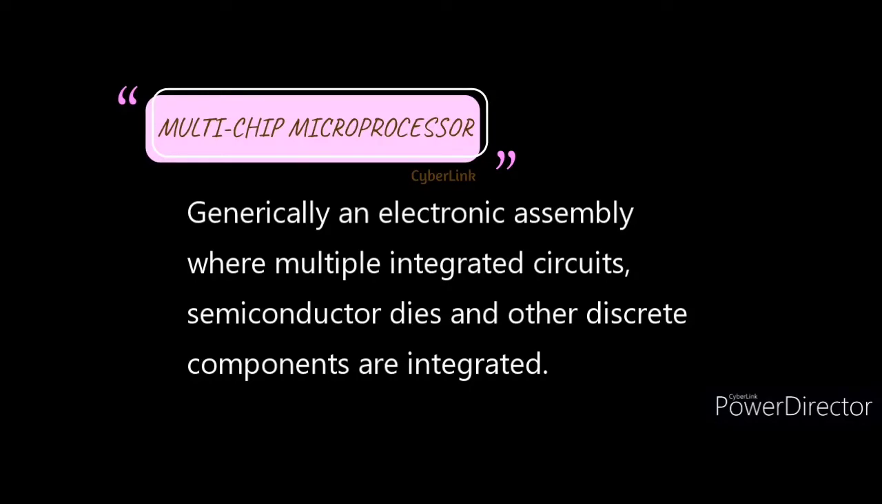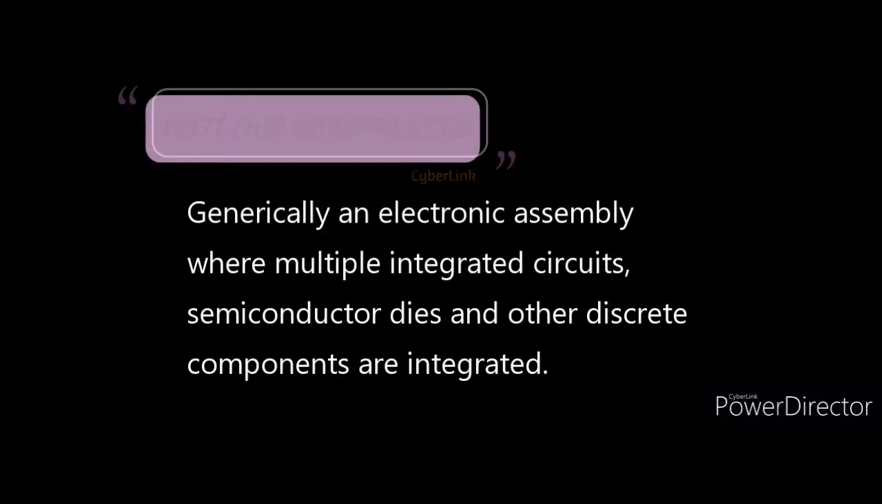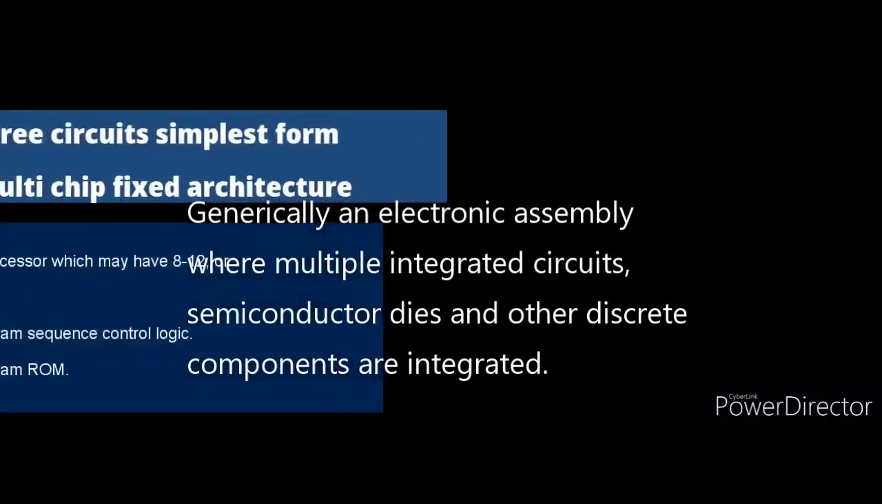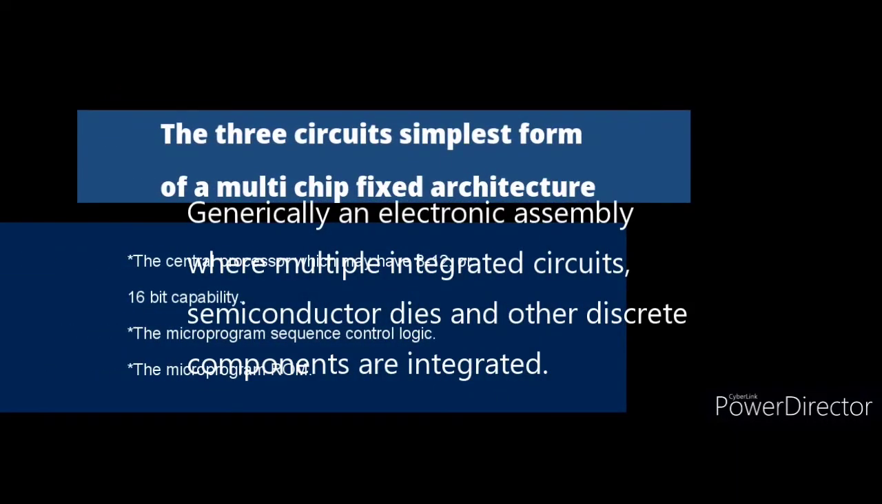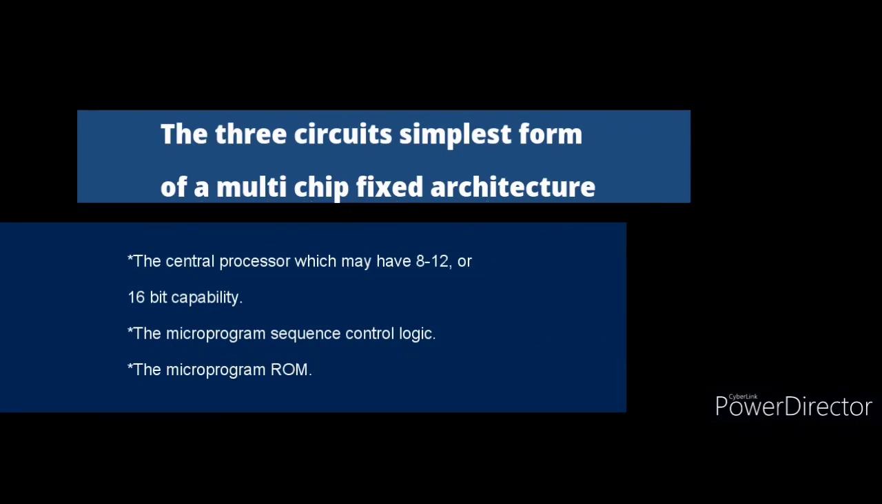In its simplest form, a multi-chip fixed architecture microprocessor consists of 3 circuits. First, the central processor, which may have 8, 12 or 16 bit capability. Second, the microprogram sequence control logic. Third, the microprogram ROM.